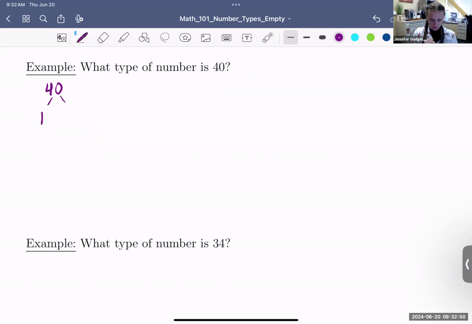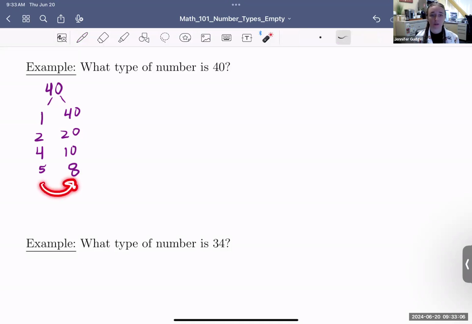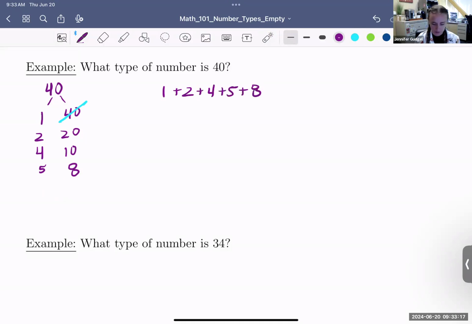1 and 40, 2 and 20, 3 is a no-go, 4 and 10, 5 and 8, 6 is a no-go, 7 is a no-go, and 8 we've now circled back. So we have all of our factors here. 40 is not a proper factor, so it does not get added when we check on the sum of the proper factors. We're going to add all of the factors except 40.